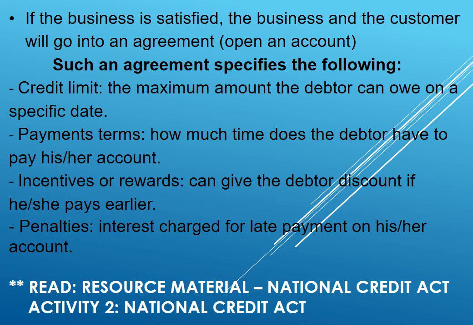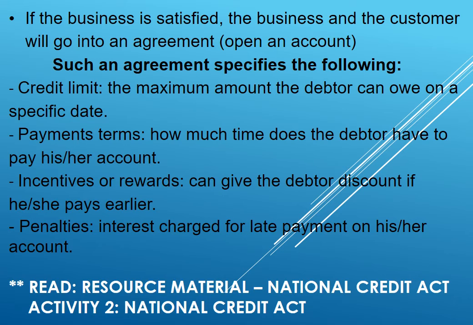And then after all of these things have been vetted and scrutinized, if the business is satisfied, then it can enter into a contract or an agreement with the customer. And in this contract that's drawn up, the following should be specified. Firstly, the credit limit. This customer is allowed to buy on account for a maximum of, let's say, 2,000 Rand. So that means at any given time, the customer cannot owe more than that amount. It can obviously buy for less, but it's not supposed to go over that credit limit.